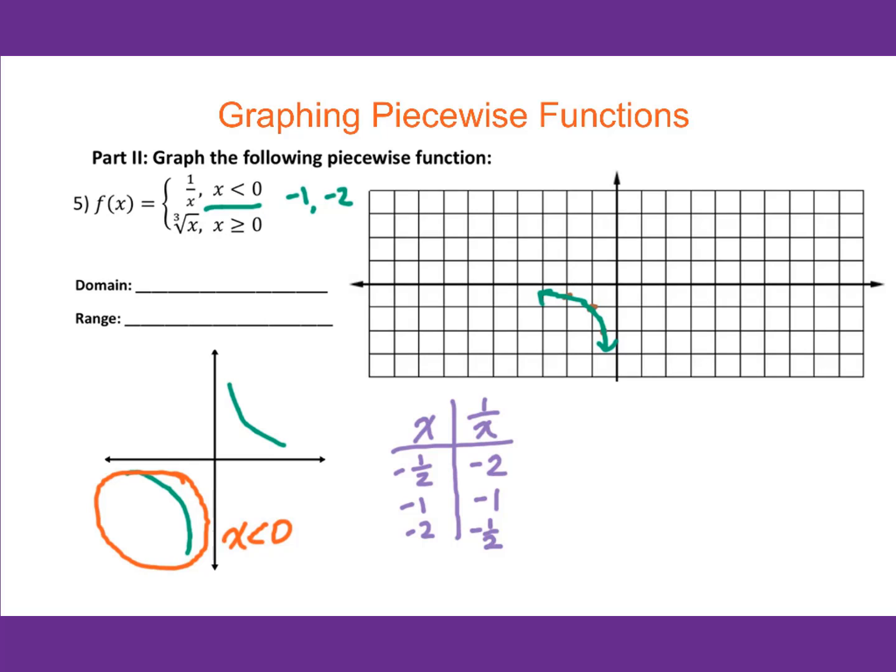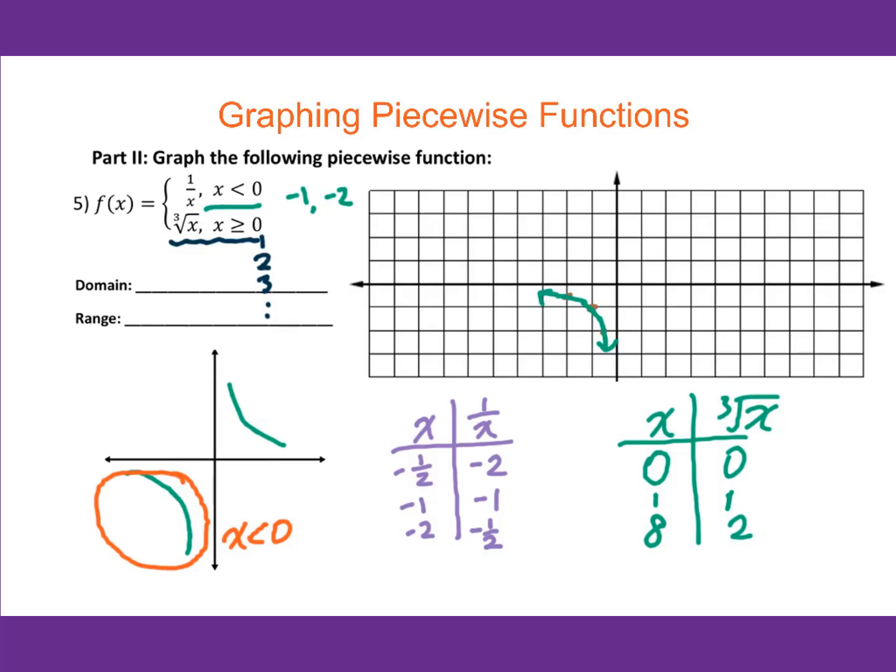Now let's go to the second piece. X greater than or equal to 0. Since 0 is in the domain of the cubic root of x, you have to use 0. Then we need numbers greater than 0, like 1, 2, 3. Now we can make a table. X and the cubic root of x. Start from 0, 1, then 8. So 0, 1, and 2.